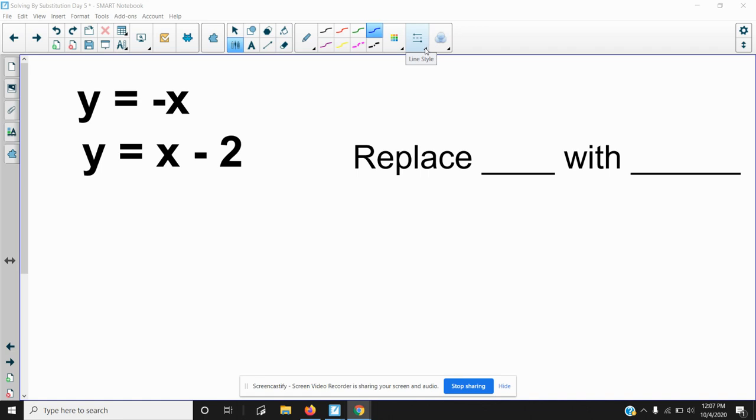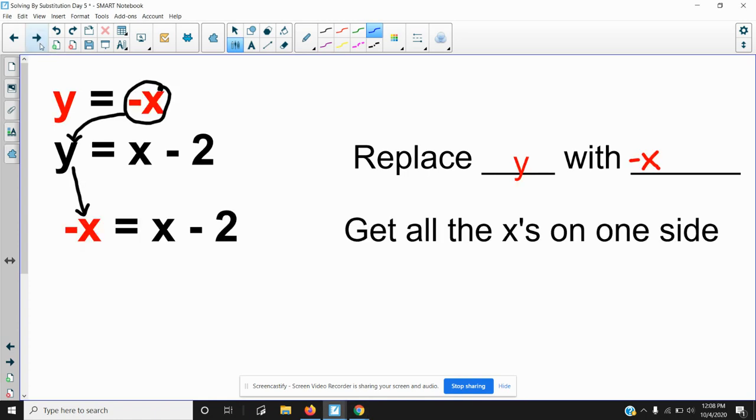Hello, we're going to go through solving with substitution, and this is day 5. So what you're going to be doing has got a little bit more to it than what we've been doing. So first we see two equations, y equals negative x and y equals x minus 2. So we have to decide what are we going to replace with what?